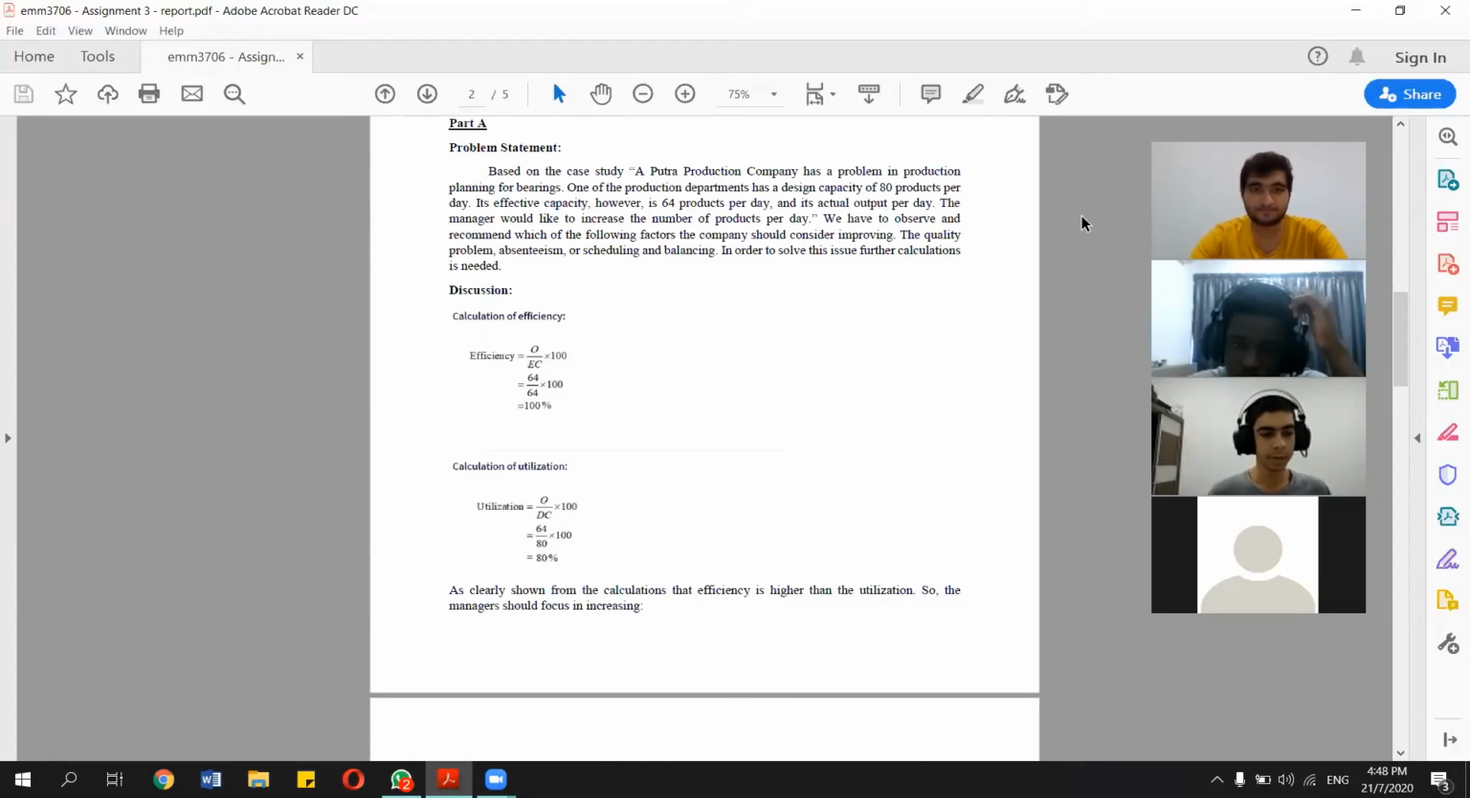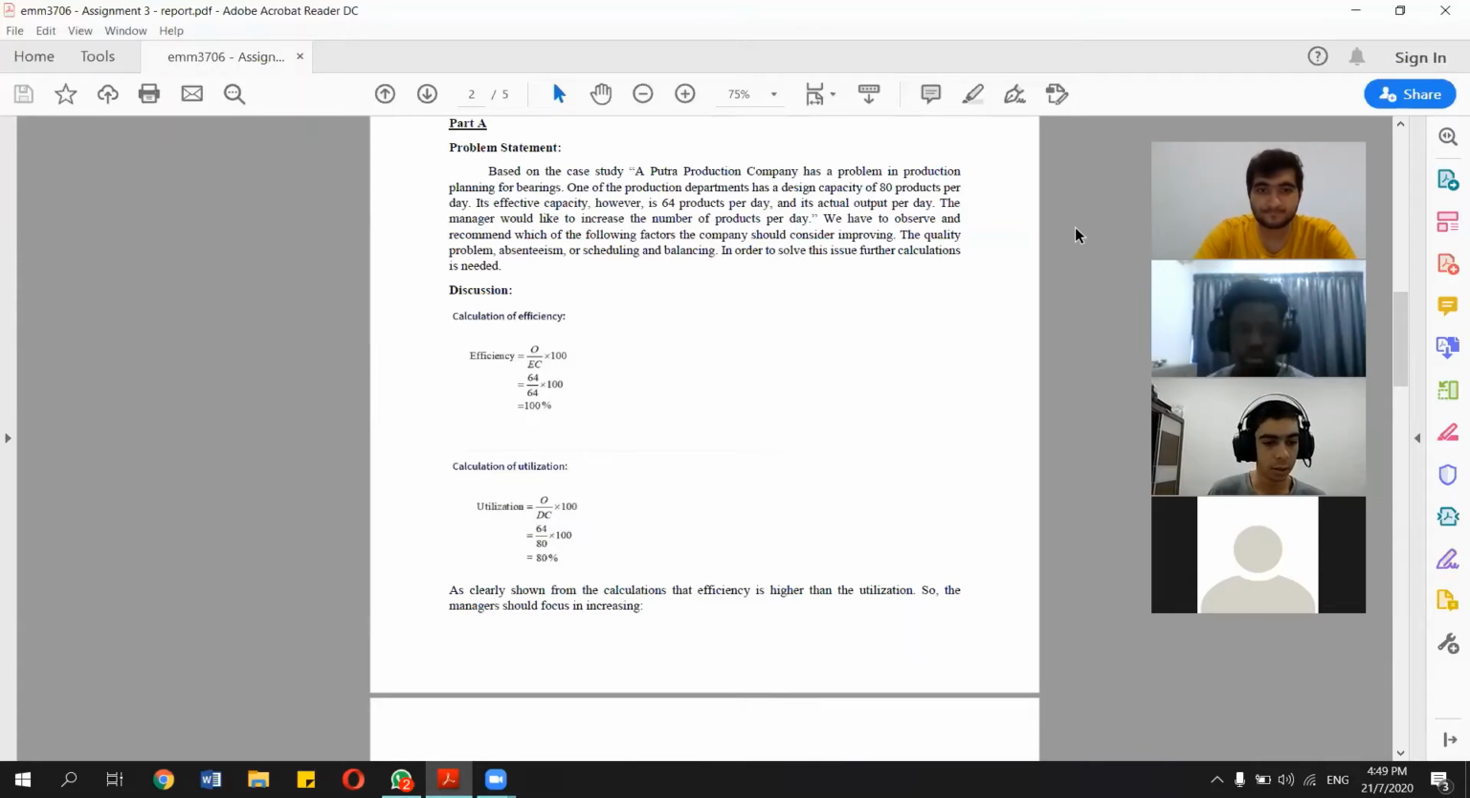Okay, so as you can see here, the calculation for the efficiency, the formula is O over EC, right? O is the number of the products that we produce. So basically, which is 64 over EC, which is 64, times 100 to get the percentage, which is 100%, right? So from this formula, we can conclude that we don't need to worry about the absenteeism.